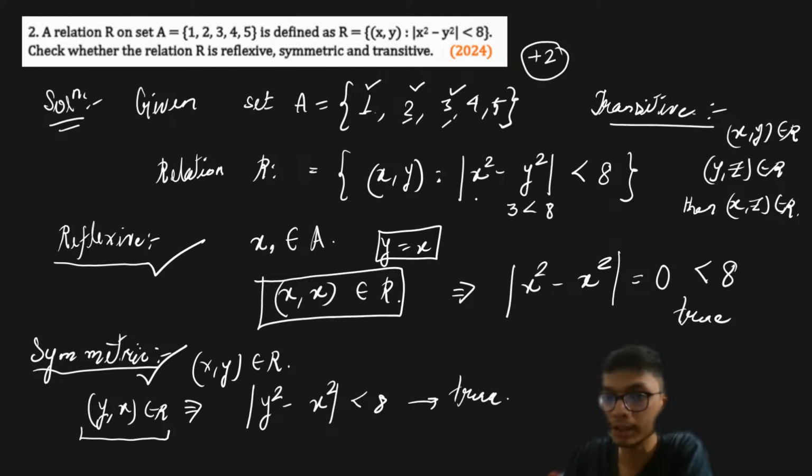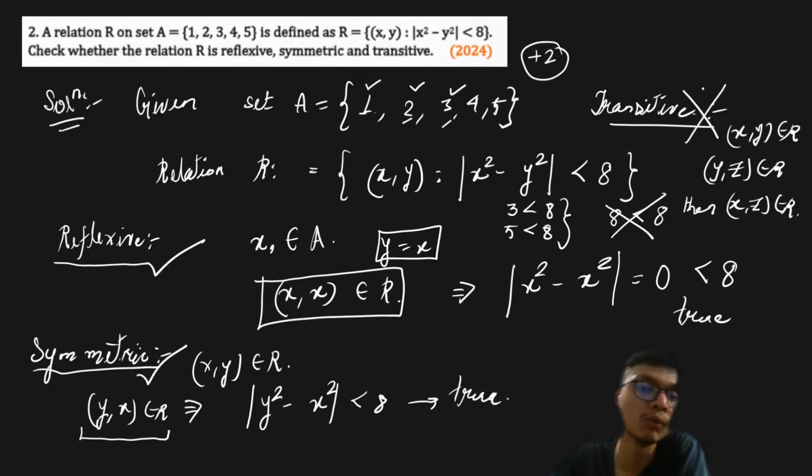Similarly, if I take 2 square and 3 square, that is 9 minus 4, that is 5, which also satisfies the criteria, right? So are 1 and 3 satisfying the criteria? If you look at 1 and 3, 3 square minus 1 is equal to 8. But is 8 less than 8? No, it is equal to 8, right? So it is not satisfying the criteria for a transitive relation, so it is not an equivalence relation. You can say that it is a reflexive relation, it is a symmetric relation, but it is not a transitive relation, right?